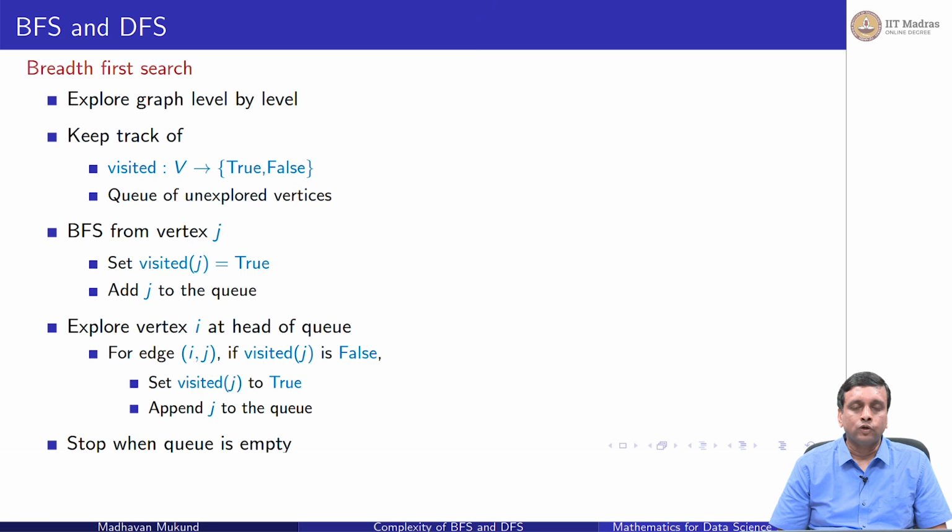And by processing the queue, what we mean is we take out the first element in the queue, look at its neighbors, and if there is any neighbor which is unvisited, we mark it as visited and push that neighbor back into the queue. So it will get processed later on. And finally, when the queue gets empty, BFS terminates.